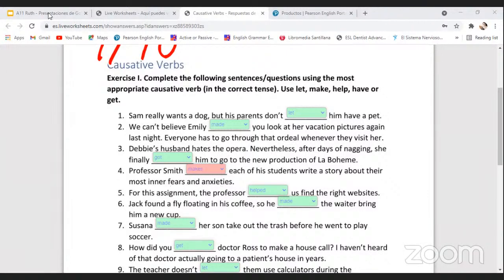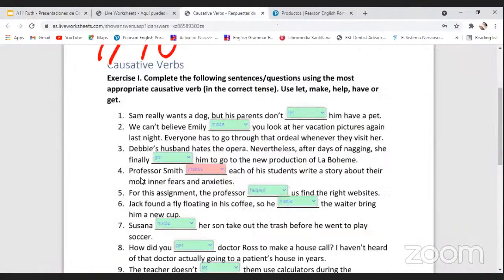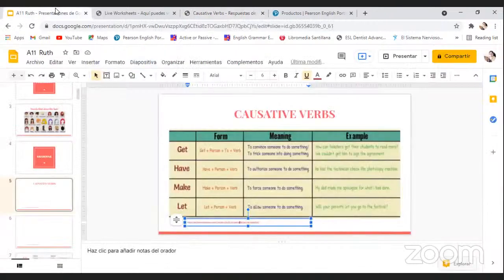Okay, makes. You chose make, basically to force, no? Yes. All right. Professor Smith makes each of his students write force. I don't think force. I think made or he has. Okay. I will also include made. No, he authorized or let them do. Have. Okay, has. Why? Because as I said before, has authorizes someone to do something.